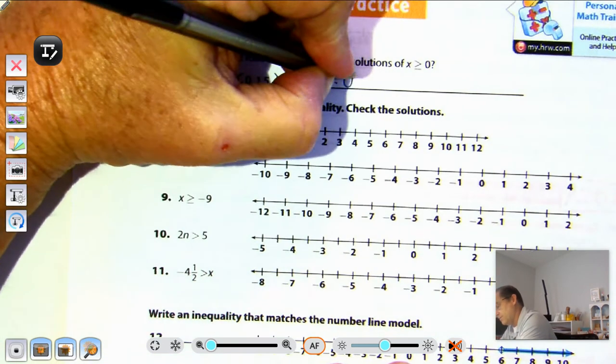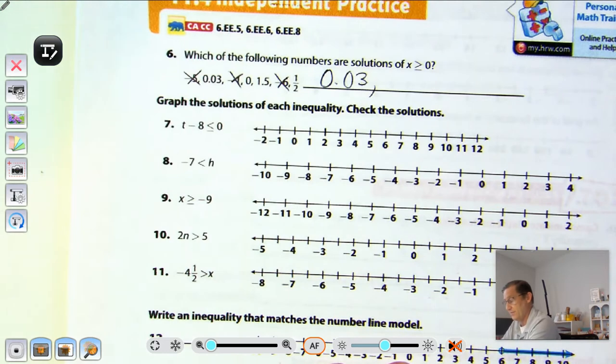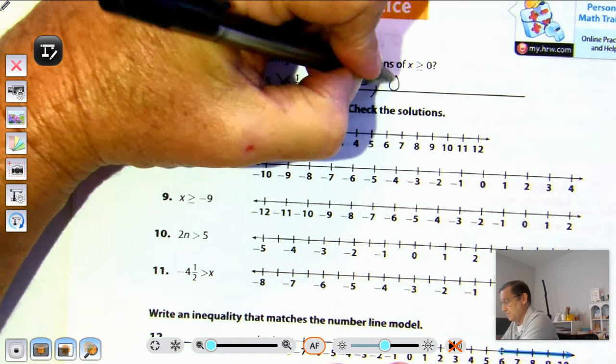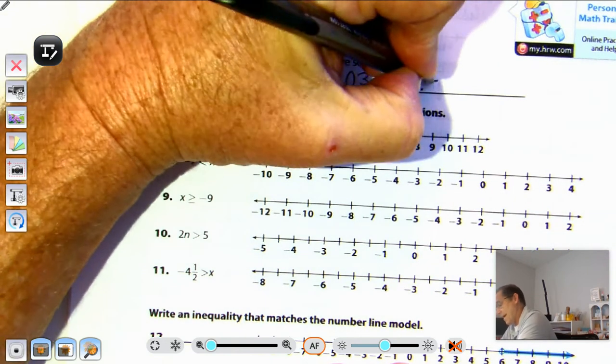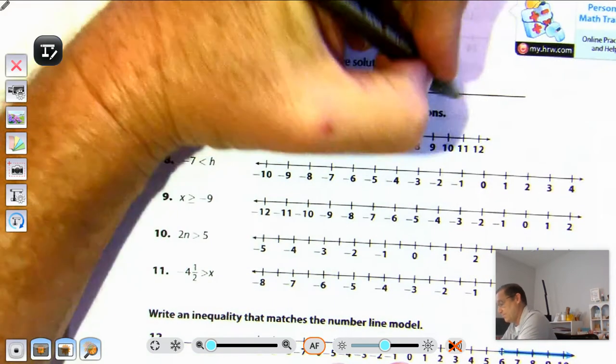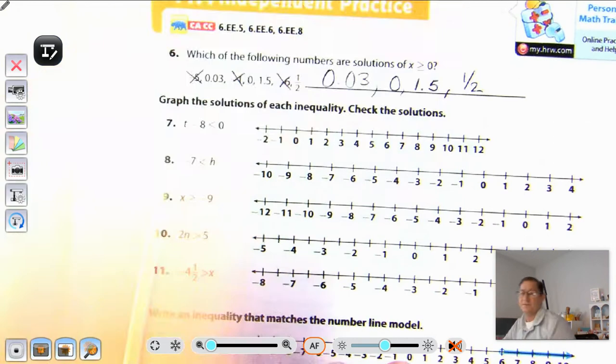So 0.03 is greater than 0. 0 is equal to 0. 1.5 is greater than 0. And 1/2 is greater than 0.